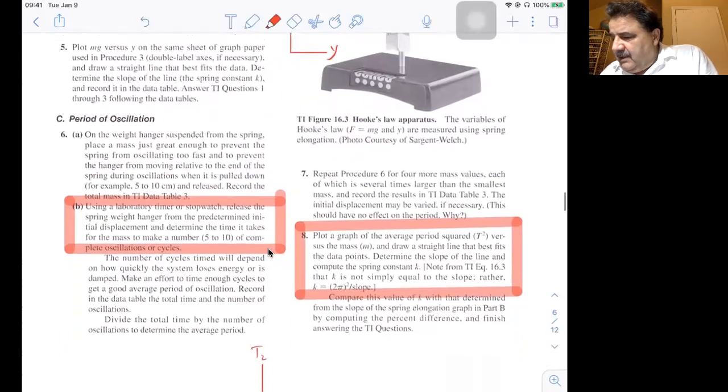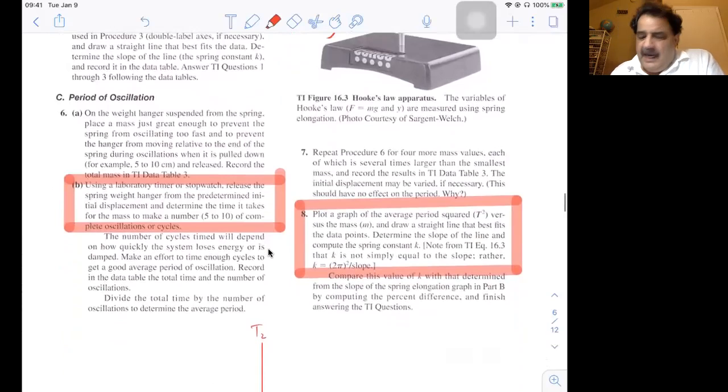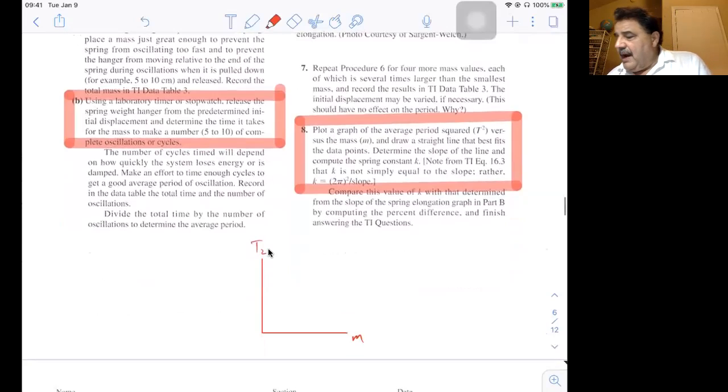All right. The next thing we're going to do is cause the spring to oscillate, and using a laboratory timer or stopwatch, release the spring weight hanger from the predetermined initial displacement and determine the time it takes for the mass to make a number of complete cycles. I'm going to use 10.